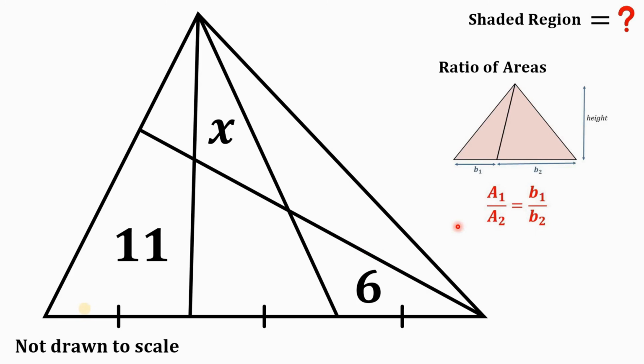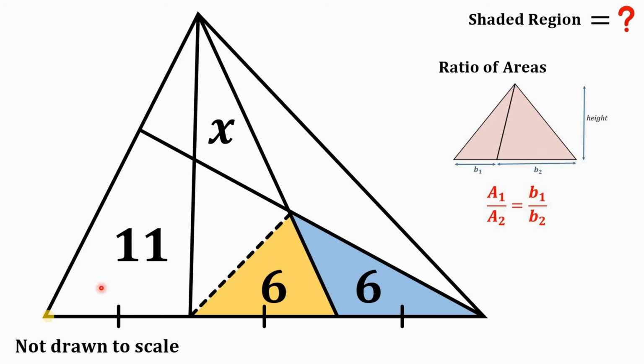In order to use this concept, we will use the fact that the base of this triangle is divided into 3 equal parts. So first thing that we need to do is to connect this point to this intersection like this. Now, these two triangles, since they have the same height and the same base, therefore they have the same area. So the area of this yellow triangle is also equal to 6 square units.